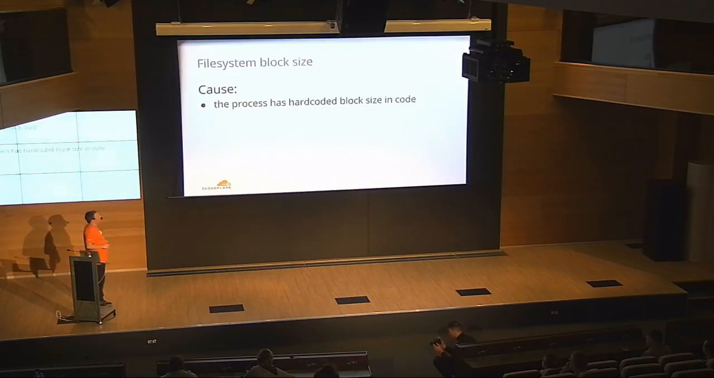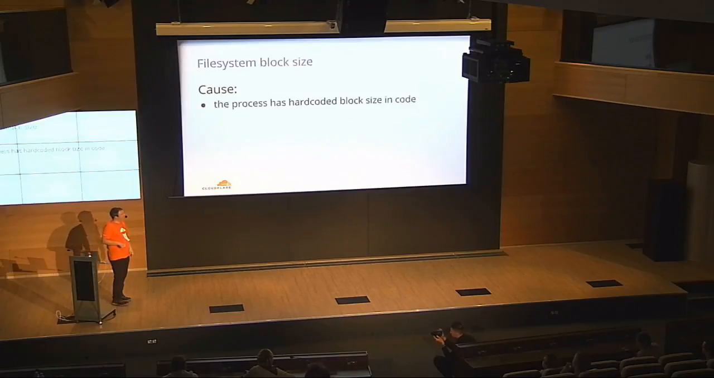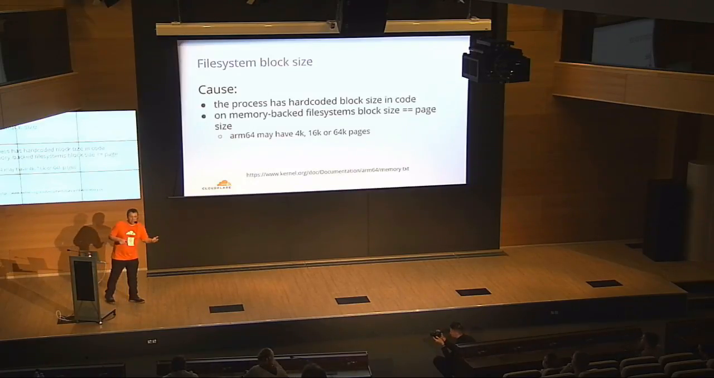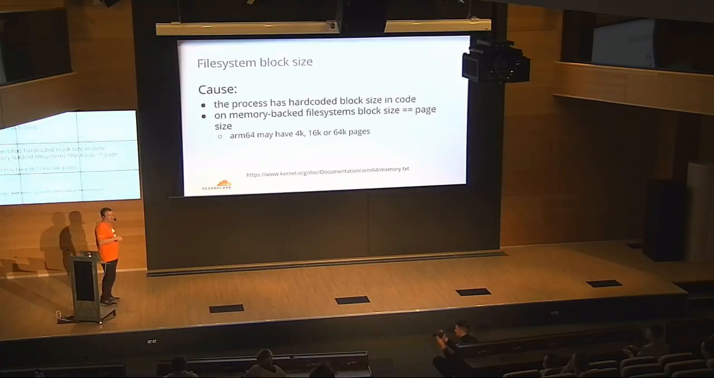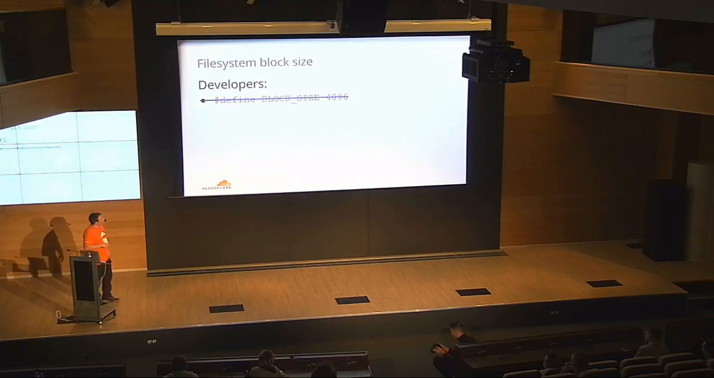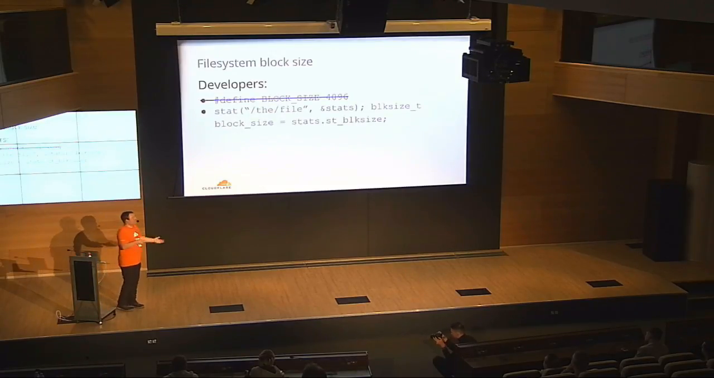The cause was the process had a hard-coded block size in code. On a memory-backed file system, which is tmpfs, the file system block size is equal to the page size, and we already established that ARM64 may have 4K pages, 16K pages, or 64K pages. So when you copy to an ext4 file system, it has a 4K block size, so the test succeeded, but when you copy it to the RAM-based file system, it had a 16K block size, and the test failed. Developers, don't do this. You can ask your file system what its block size is, and then structure your code around that.